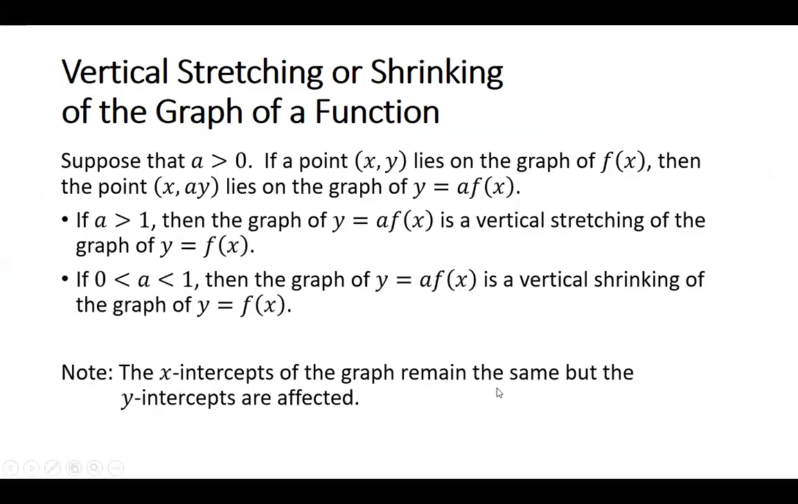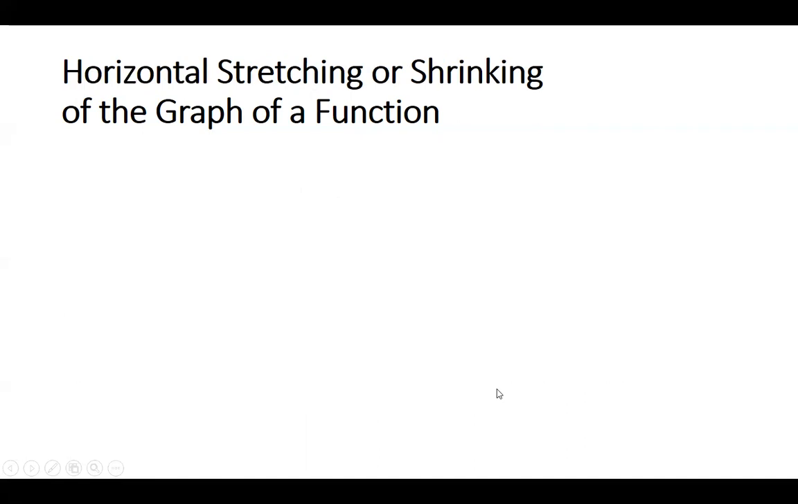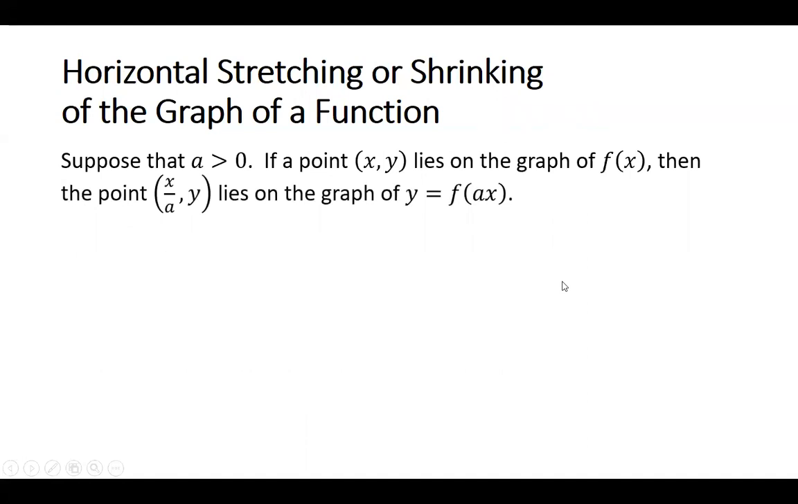Now, coming back to the slides, let's see what happens with horizontal stretching or shrinking of the graph of a function. So horizontal stretching or shrinking, now we're changing it lengthwise as opposed to height. Suppose that a is greater than 0. If a point (x, y) lies on the graph of f(x), then the point (x/a, y) lies on the graph of y = f(ax). So we see that this is causing a division to happen. When we take this number, we're taking x and dividing it by that value.